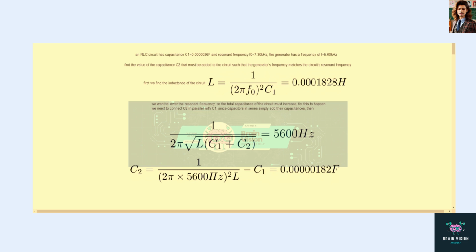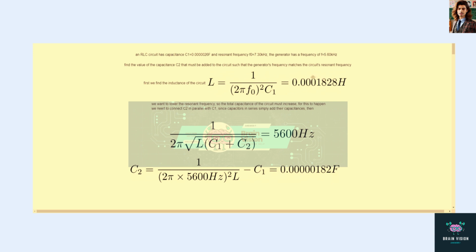Now we want to add a second capacitance C2 to the circuit such that the resonant frequency changes to being the same as the frequency of the generator. So before we do any of that, we use the resonant frequency F0 to find the value of the inductance of the circuit. Using the standard definition of resonant frequency, we solve for L and we find an inductance of about 0.0001828 henries.